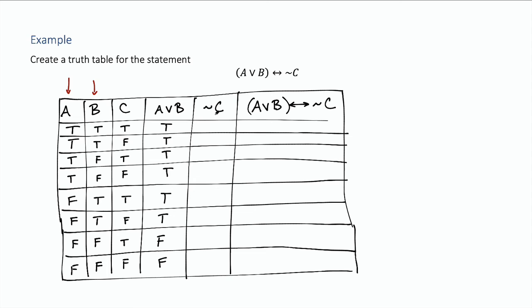Okay, not C, that's the negation of the C column. So we're just going to take the truth values of C and we're going to flip them. So true goes to false and false goes to true.